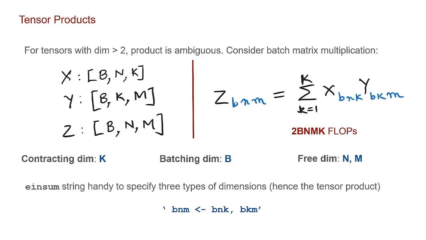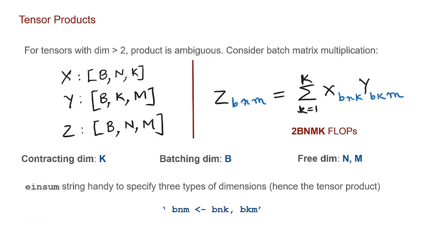Another thing to note is that for the batching dimension, one can consider these operations to happen in parallel. So one can parallelize this with respect to B. Maybe there's one thread which does this computation for a particular value of B.